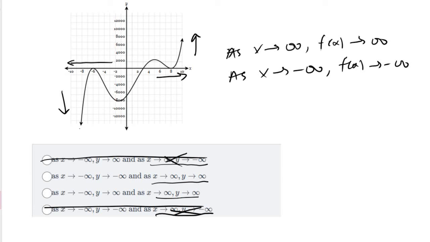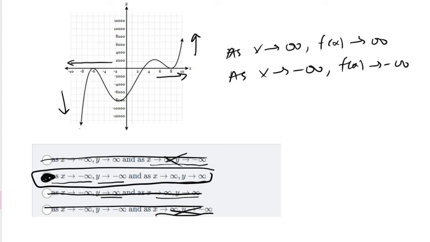Let's look at these two. As x is going towards negative infinity, y is going towards negative infinity, which matches this graph over here. The other one says going up. That's not correct. So it cannot be C. So the answer has to be B. As x is going to the left, negative infinity, y is going down. As x is going to the right, y is going up. And that is the answer to that.